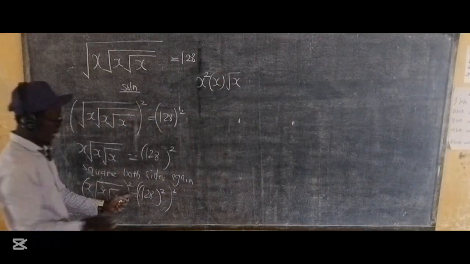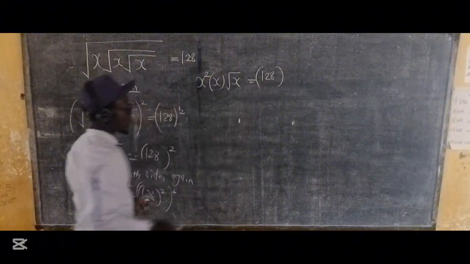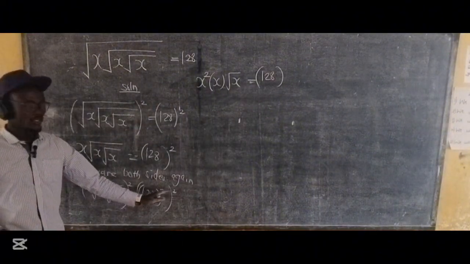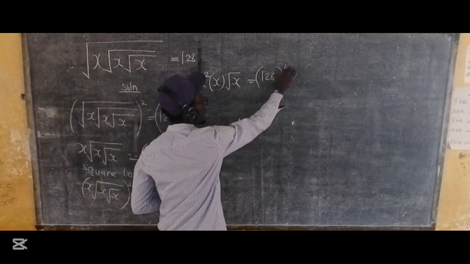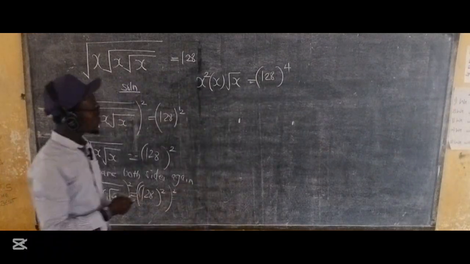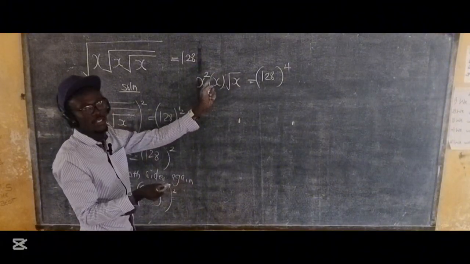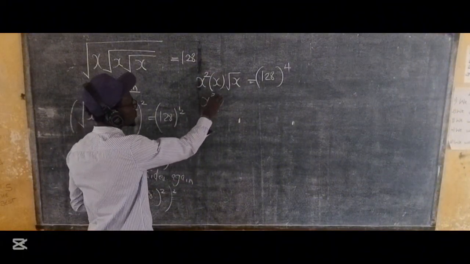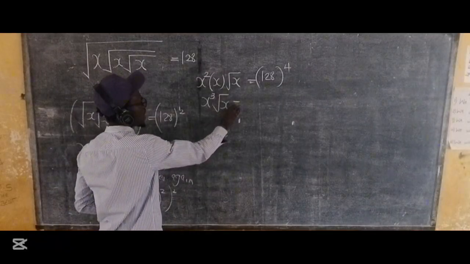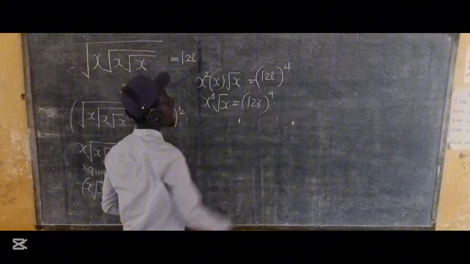Then equals 128 raised to the power... remember, this is a power, this is also a power. We multiply the two powers, giving us 4. Now, we multiply. If you multiply x squared times x, this gives you x raised to the power 3 times the square root of x, and this equals 128 raised to the power 4.